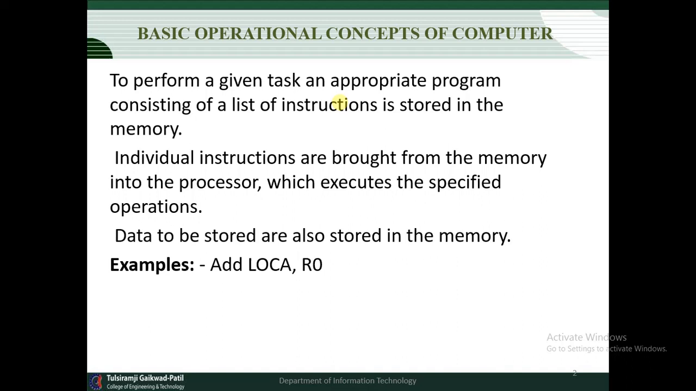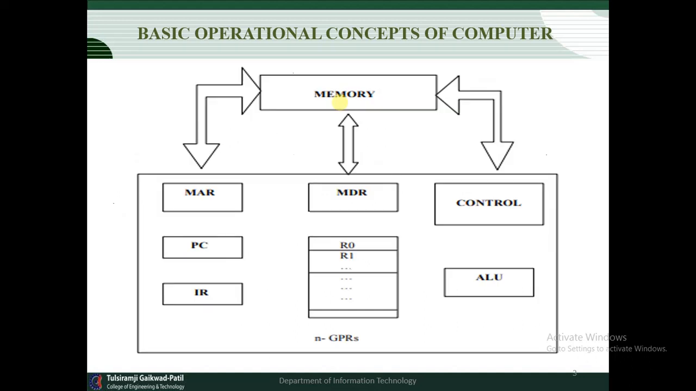Now, data is to be stored in memory. Consider one example: add LOCA to R0. It has two important parts: add is called the operation, and LOCA and R0 are called the operands. That means any instruction consists of an opcode and operands. It needs to perform the addition of LOCA and R0 and store the result in R0. Now how does this happen? How is it going to be performed in the processor?